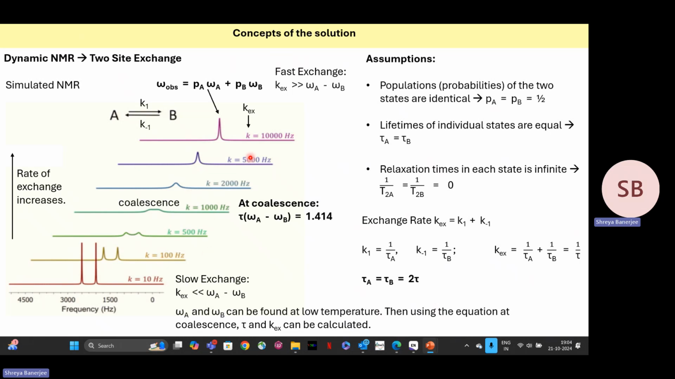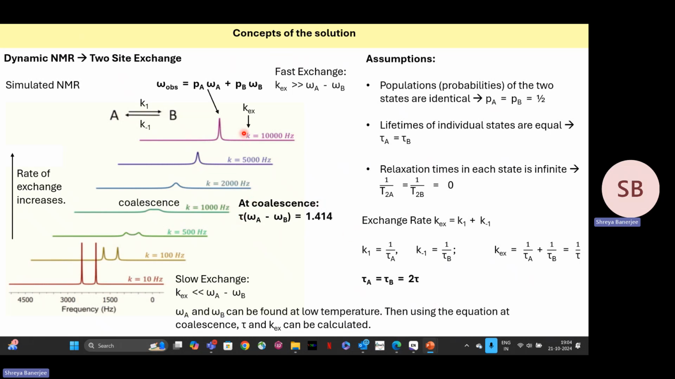The rate of exchange is also increasing. The two signals start merging. There is a point called the coalescence point where you cannot distinguish the two signals anymore. At that point, there is a certain criterion: tau, that is 1 by k exchange, times omega A minus omega B, this frequency difference, is 1.414. This is the definition of the coalescence point.